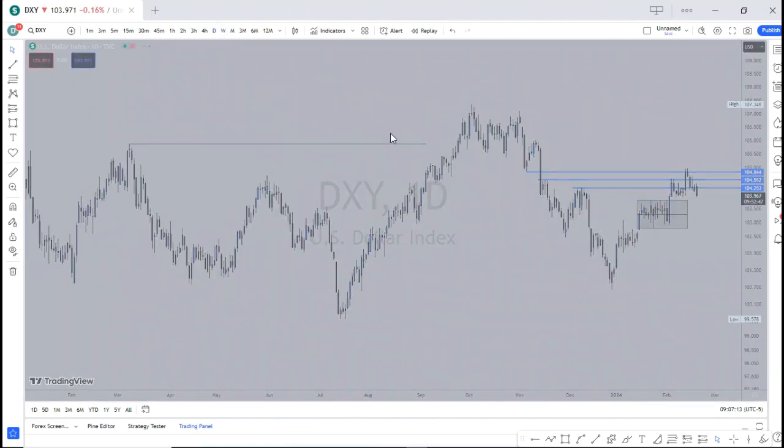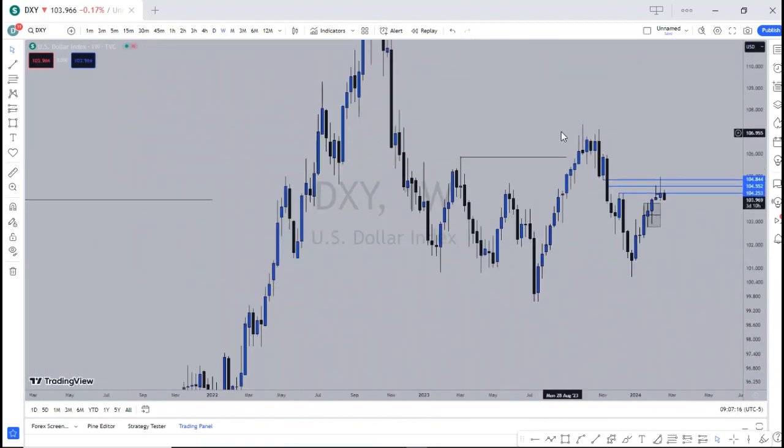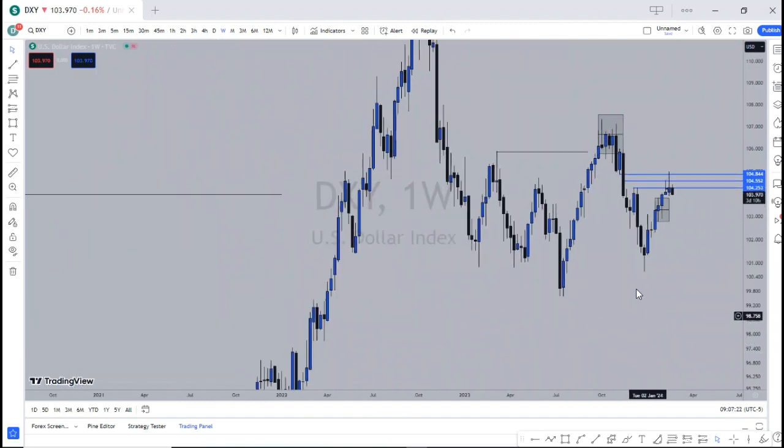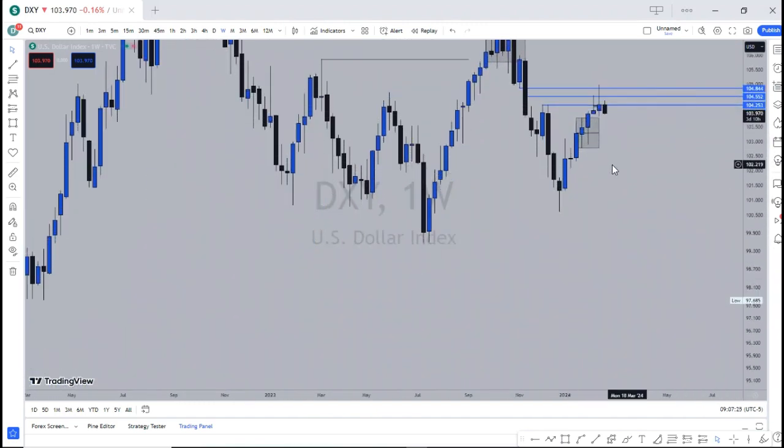It's the same thing I did explain when we did the hunts right here. It's just the same principles, right? Ranging, manipulation to the upside, and then we'll start trading lower. That was what we actually did right here on DXY.